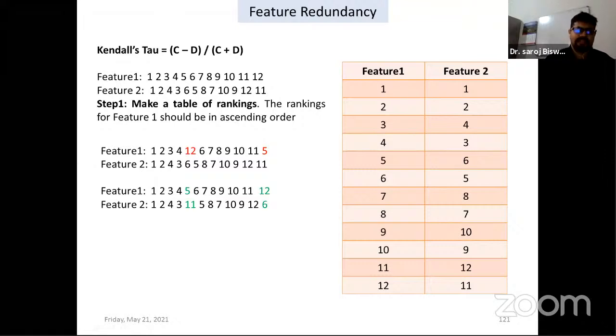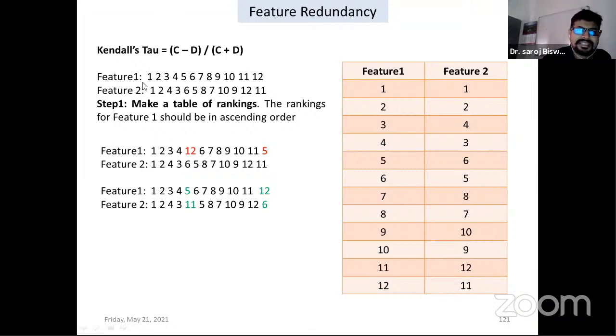That's our objective here. Already we have talked about how each feature is represented by its ranks. So this is the rank of the first feature, and this is the rank of the second feature. We have given the ranks of both features here, meaning the feature values. Make a table of rankings. The rankings of feature 1 should be in ascending order, so feature 1 has to be ranked in ascending order.